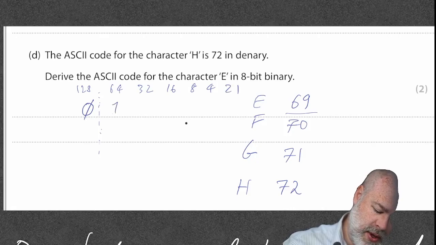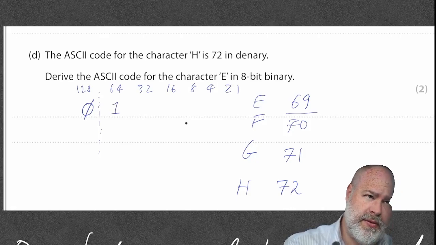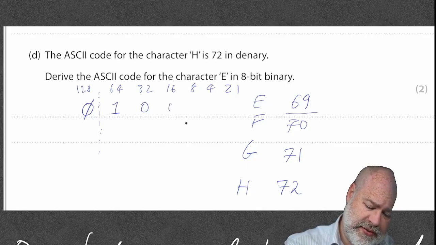Okay, does 64 go into 69? It most certainly does, so I'm going to have that one turned on. That turned off. What else do I need? I need a 5. So I just need the 4 and the 1.